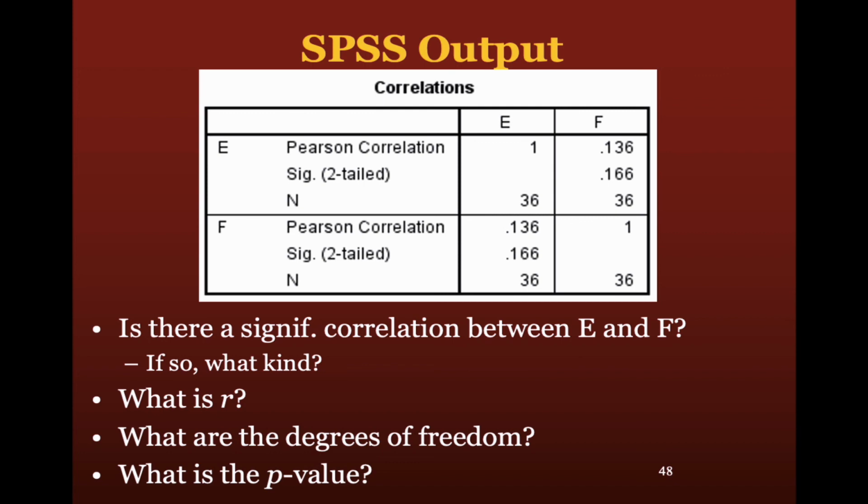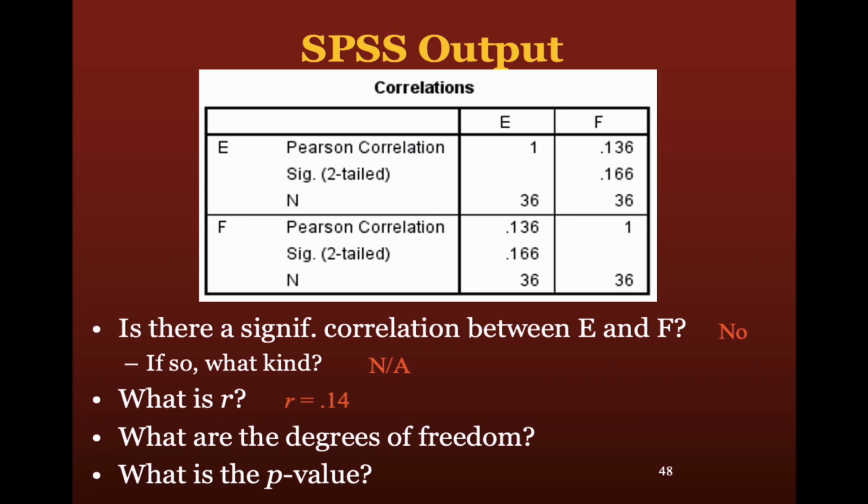Is there a significant correlation between E and F? So now our p-value is greater than 0.05. This is 0.166. So this is 16%, or basically almost 17%. So we would not have a significant correlation between E and F. The sign is not relevant because it's not a significant correlation. We don't have to worry about the sign.